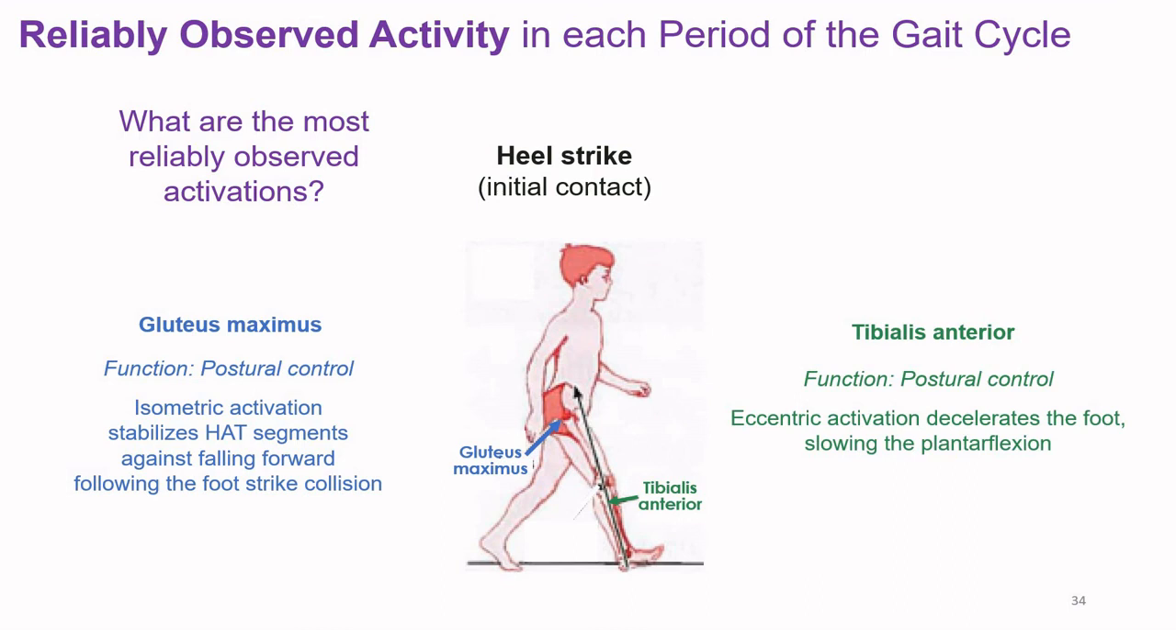The tibialis anterior is also activated during heel strike. Assuming that we have a heel strike and not a midfoot strike, activation of the tibialis anterior acts to control body posture. Eccentric activation of the tibialis anterior here can decelerate the foot, slowing the plantarflexion and controlling the progression towards foot flat. The action of the tibialis anterior shows that the heel strike is not a violent slamming into the ground, but it's a controlled catching of the body.